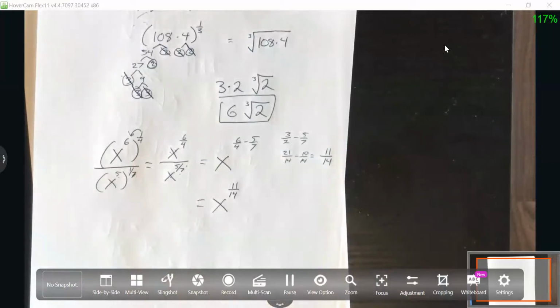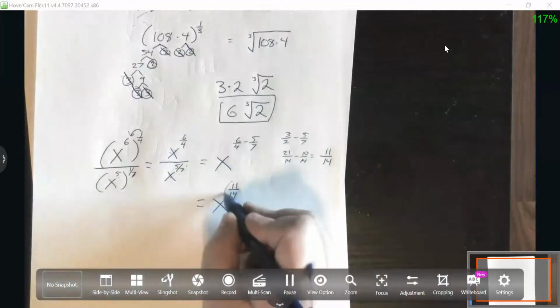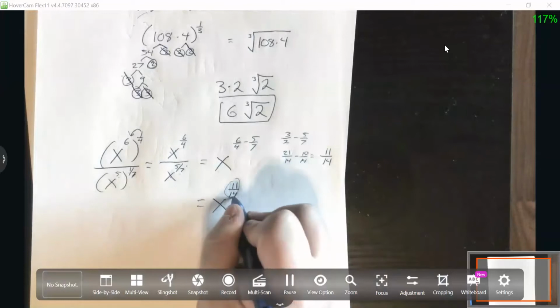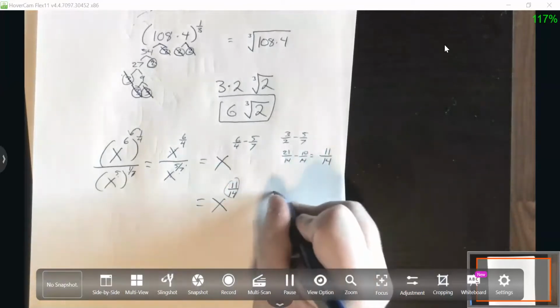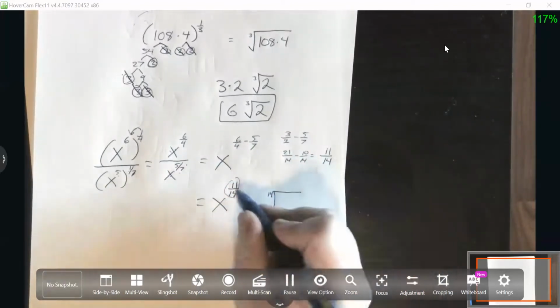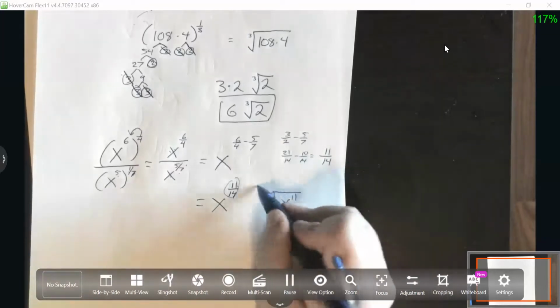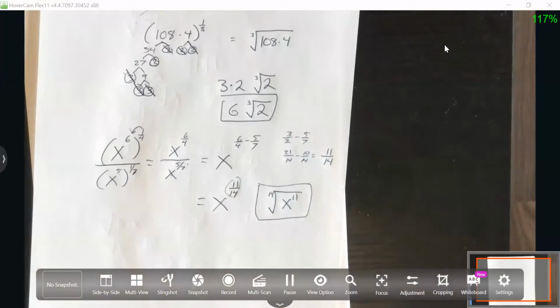This is, again, just applying exponent rules to the exponents we have. Since it's a fraction, that means we can put it back in root format. The denominator tells us the index, so this is a 14th root. The numerator tells us the power of x to the 11th. And there we would have it reduced and in root format.